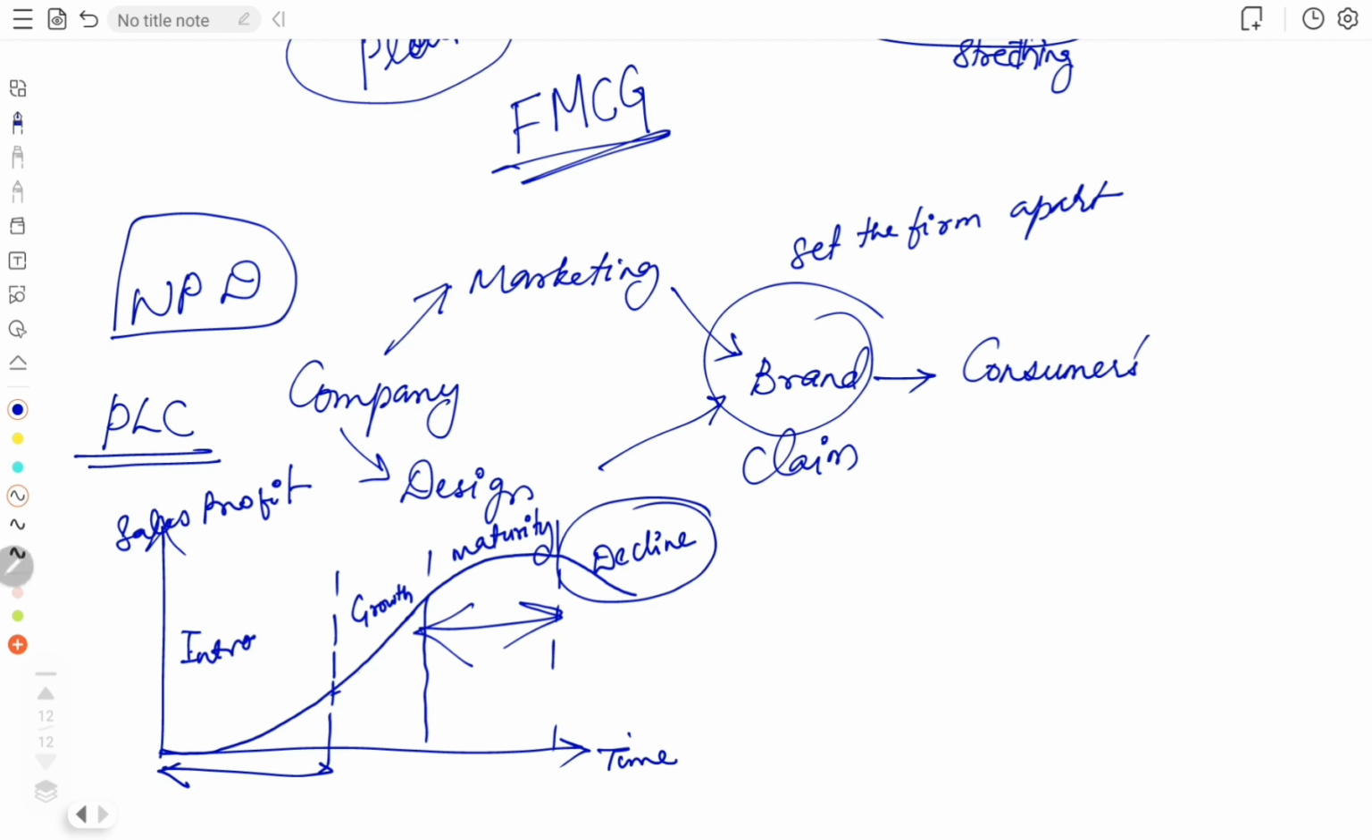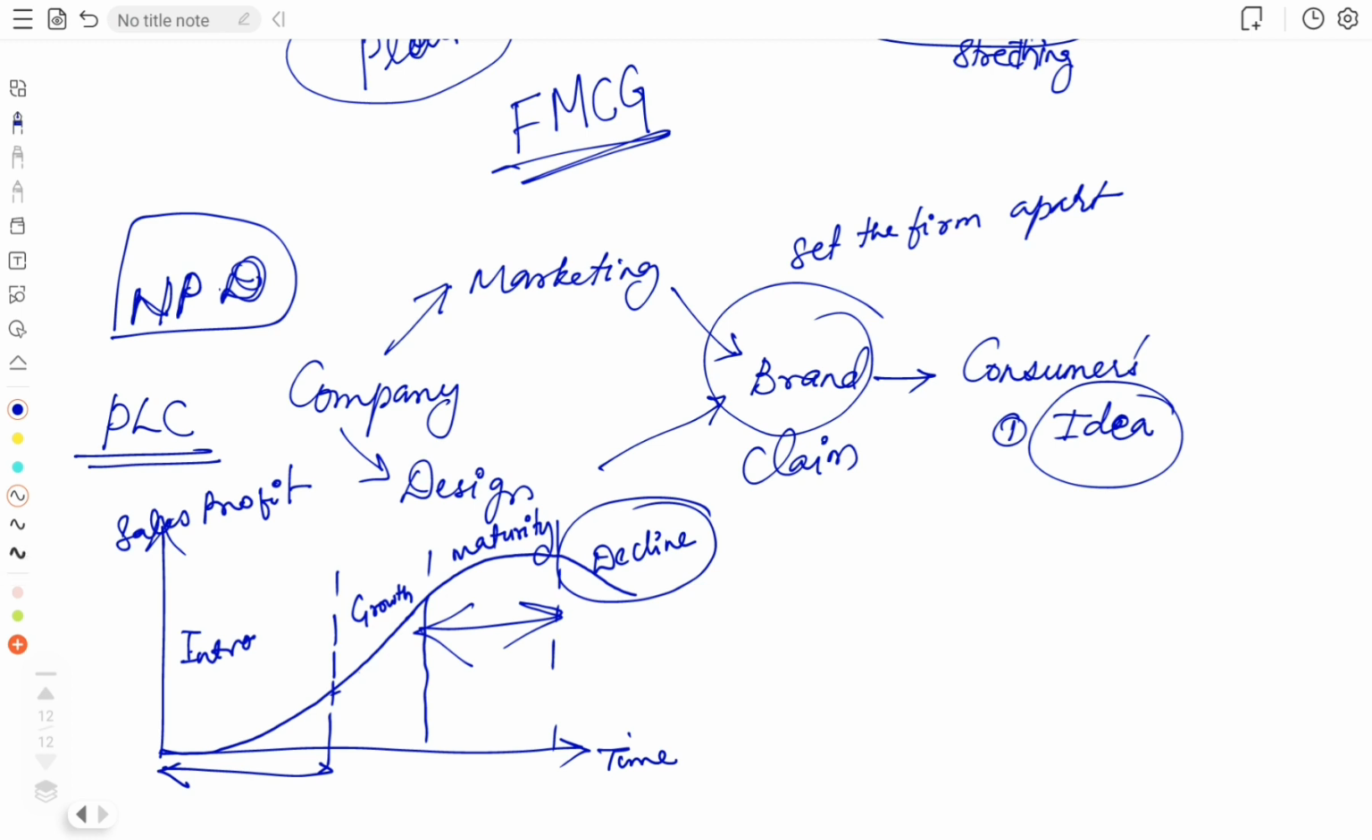Then the other important aspect is the new product development strategy. How do we develop new products? What are the different stages in developing a new product? First, we have to have an idea. Once there is an idea, there will be many ideas. We have to choose one idea out of all these different ideas which you think would be good, right?